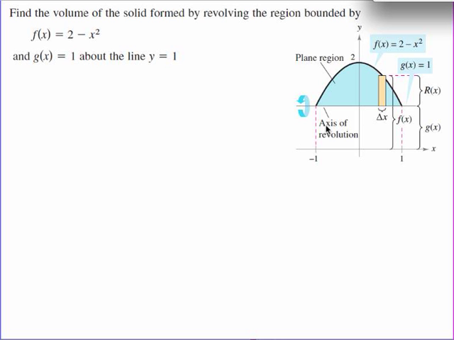Continue with section 7.2, and if you look up here on the board, we're going to go ahead and complete this problem. It says find the volume of the solid formed by revolving the region bounded by f of x equals 2 minus x squared and g of x equals 1 about the line y equals 1. Okay, so basically what they're saying is that I'm going to revolve this about the line y equals 1.